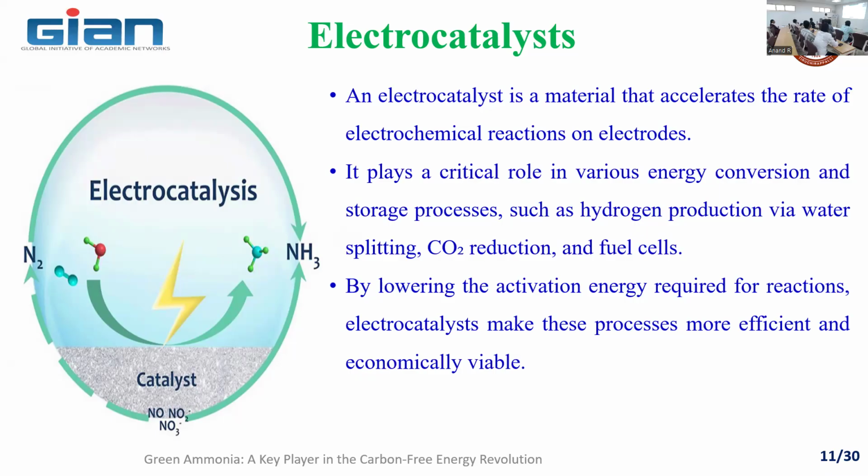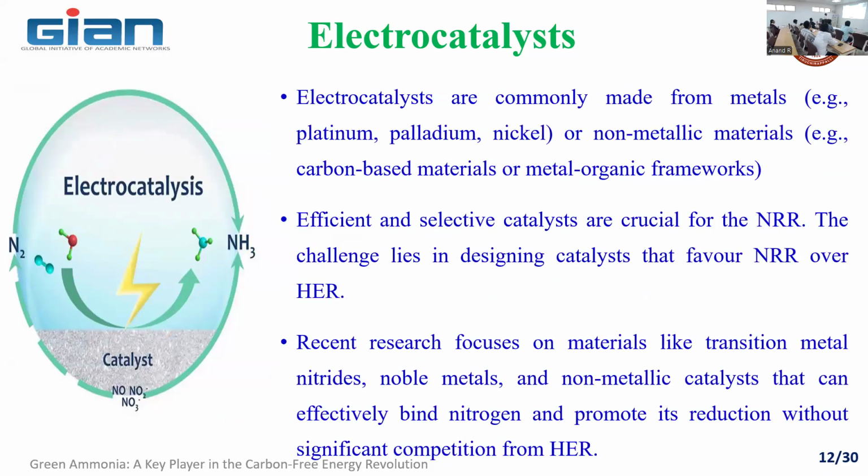There are n number of ways you can select it, but for this process, what type of catalyst do you need to initiate the process as quickly as possible? The catalyst should also reduce the operating cost or the capital cost by selecting the right catalyst. Electrocatalysts are commonly made from noble metals like platinum, palladium, nickel, non-metallic materials, carbon-based materials and metal organic frameworks. Normally, this is what we are currently working on in this type of catalyst.